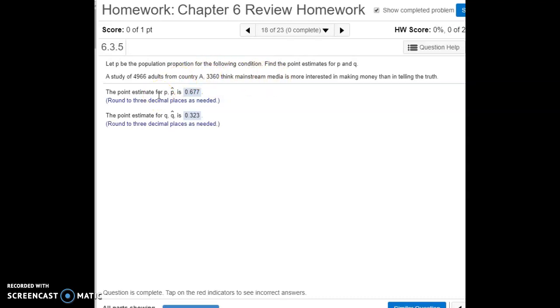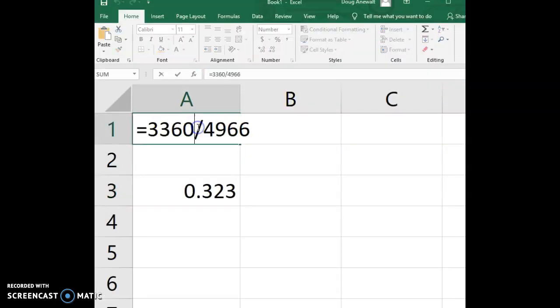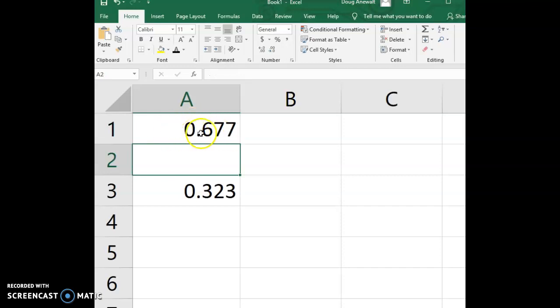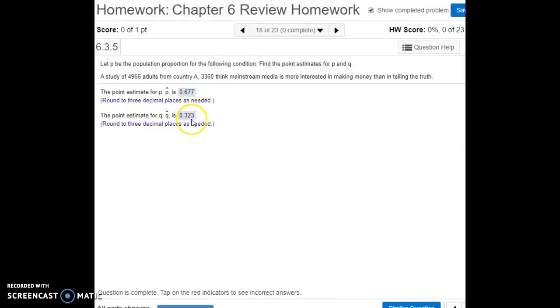So our point estimate, our single value estimate for the population proportion, is just the proportion from the sample. So we get that point estimate by taking the number who thought a certain way, dividing by the total number in the sample, and that's the proportion of the sample who answered a certain way, which is our estimate for the population proportion.